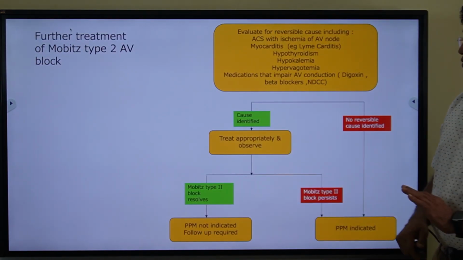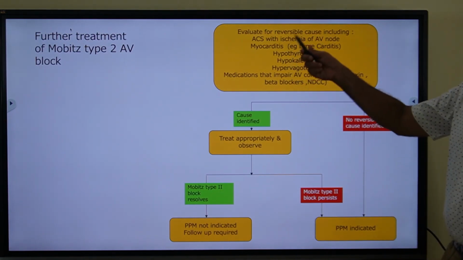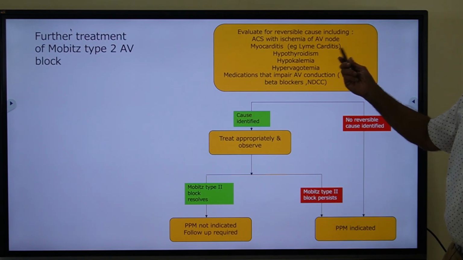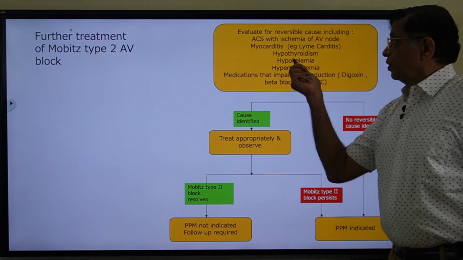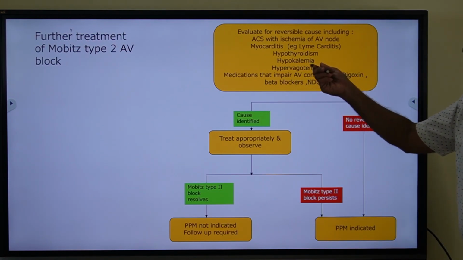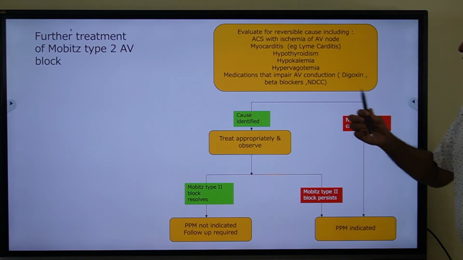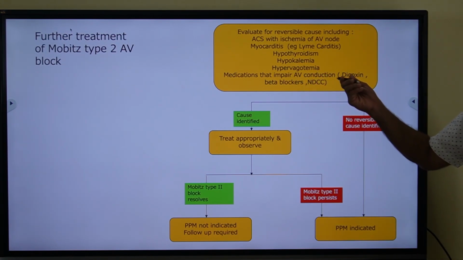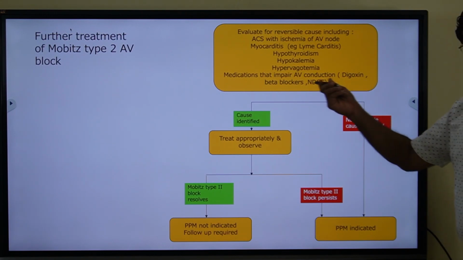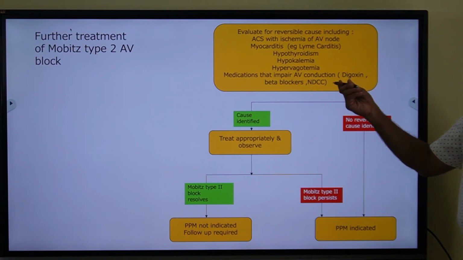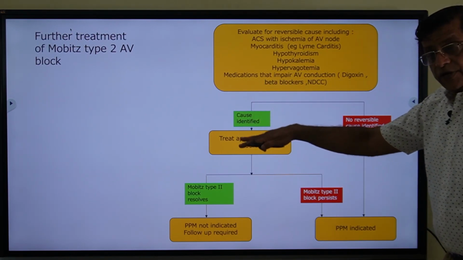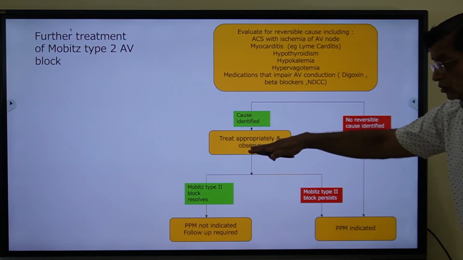Once the initial stabilization is done, then evaluate for reversible causes like ACS with ischemia of the AV node or myocarditis. Typically, like myocarditis, with time it improves. Hypothyroidism, hypokalemia or hyperkalemia, hypervagotonia, and medications that impair the AV conduction like digoxin, beta blockers, or non-dihydropyridine calcium channel blockers like diltiazem or verapamil. If you identify any cause, then treat the cause and observe.